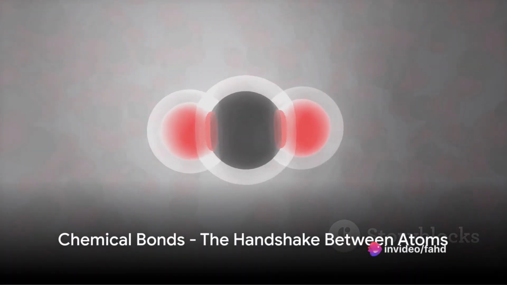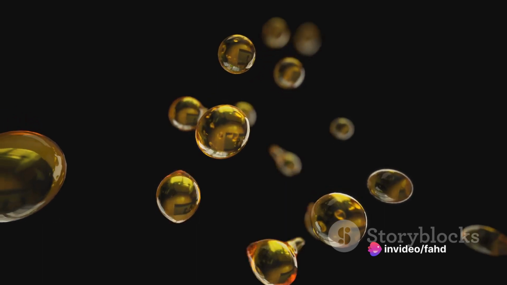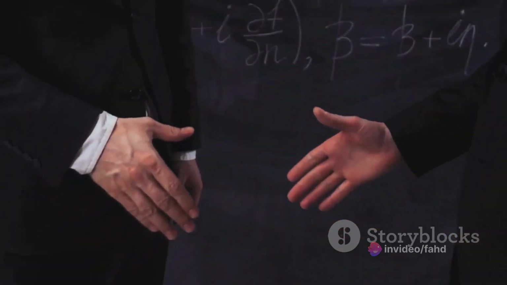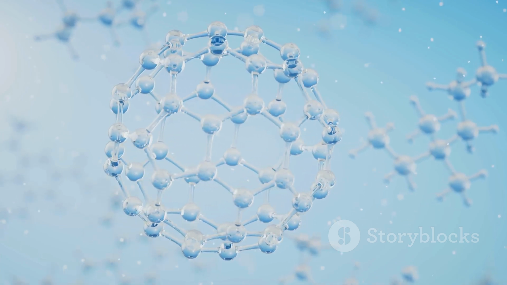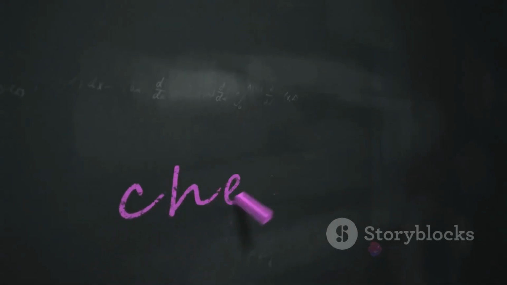Lastly, we'll touch on the concept of chemical bonds. When atoms come together to form molecules, they form bonds. It's like a handshake between atoms. These bonds can be strong, like in a diamond, or weak, like in a piece of chalk.